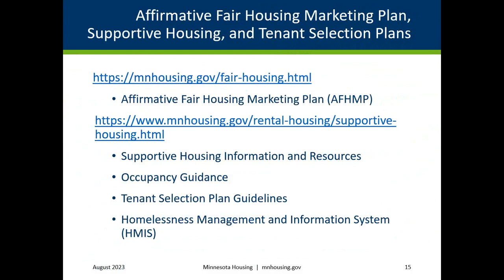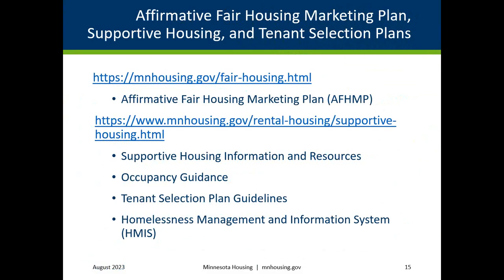You will find detailed instructions and a very helpful toolkit to assist you in preparing your AFHMP on our Fair Housing webpage, which is linked on this slide. Properties that have USDA Rural Development Rental Assistance or a Rural Development Loan must follow Rural Development's AFHMP process. Developments that are covered under Performance-Based Contracted Administration, PBCA, will continue to follow HUD's AFHMP process. You will also find Minnesota Housing's Tenant Selection Plan guidelines on this page.